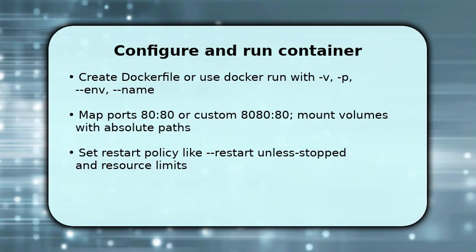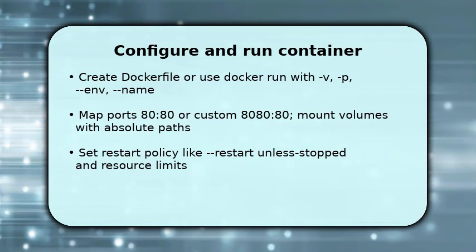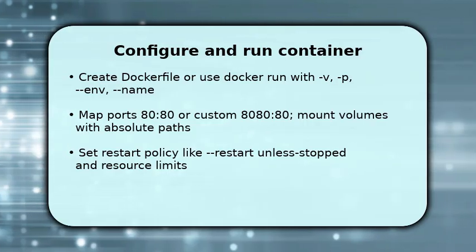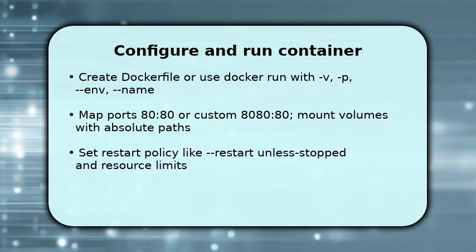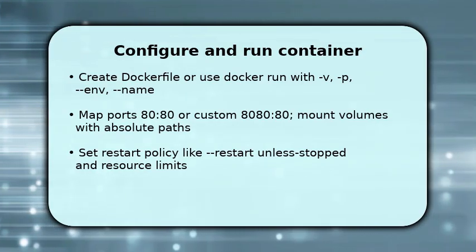You now configure how the container behaves. Either write a Dockerfile to build or run the image directly with docker run flags. Use -p to map host ports and -v to mount persistent storage. Explain why volumes keep data across restarts.